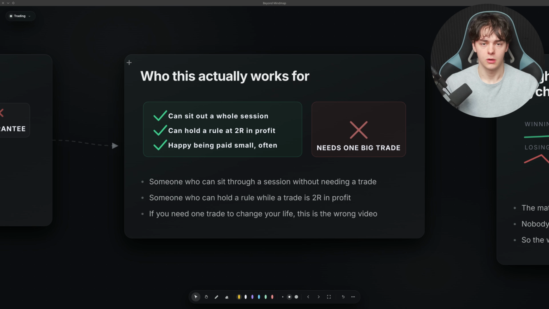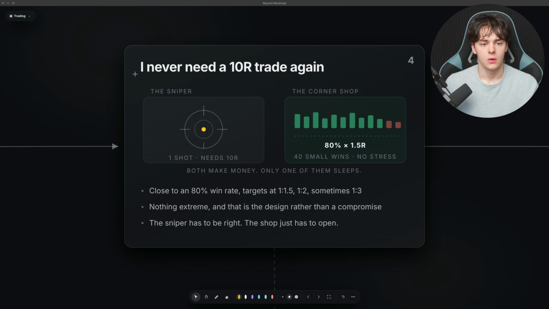So let's firstly talk about if this is even a right fit for you. If you're able to sit down a whole session, so this is going to be 1 or 2 hours max. If you can only go for a 1 for 2 in profit instead of going for a 1 for 10, because that is ridiculous. I mean, think about it this way. I will never ever have to go for a 1 for 10 again. Why? Because my win rate is just that high.